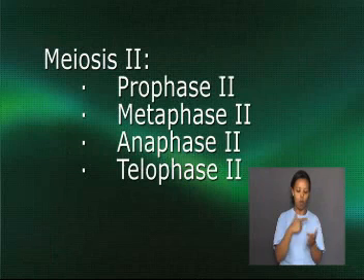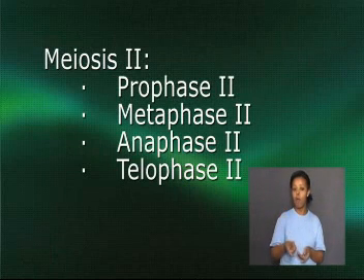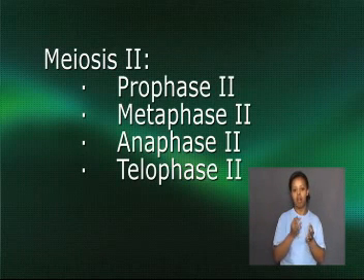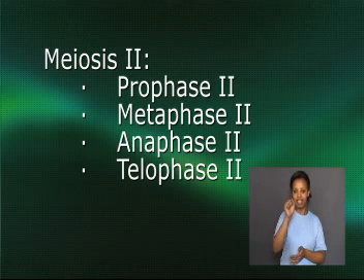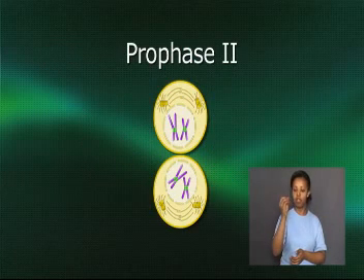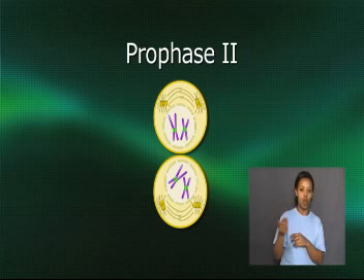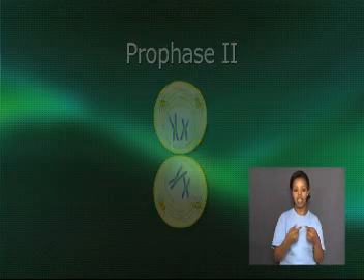Fortunately, the names of the stages of Meiosis 2 will be easy for you to remember. They are prophase 2, metaphase 2, anaphase 2, and telophase 2. In prophase 2, the nuclear envelope disappears along with the nucleoli. The chromatids become shorter and thicker, and the centrioles move to the polar regions and begin to arrange spindle fibers.